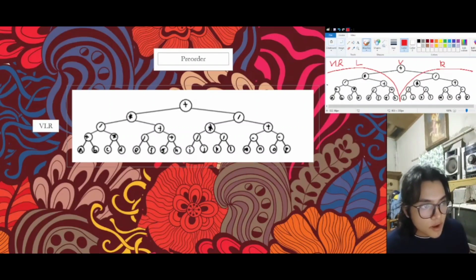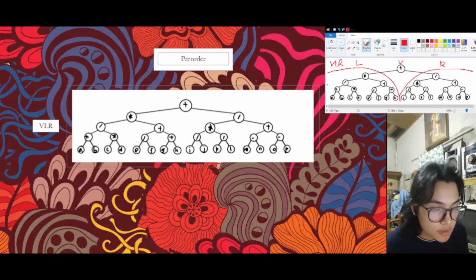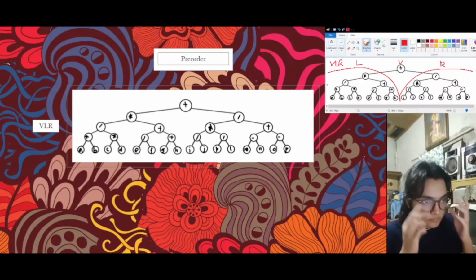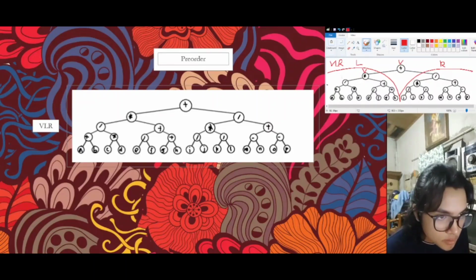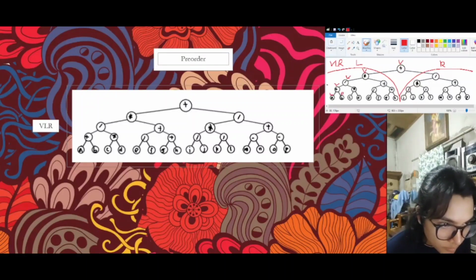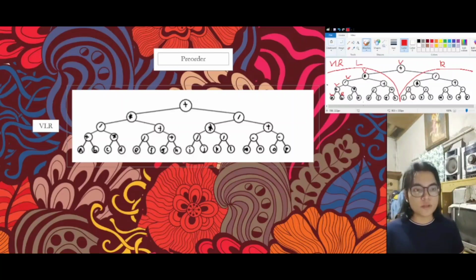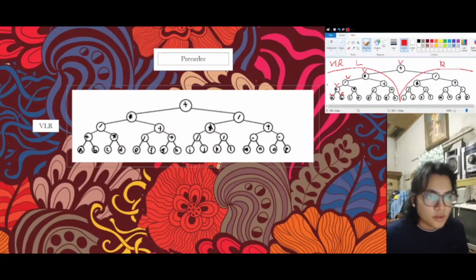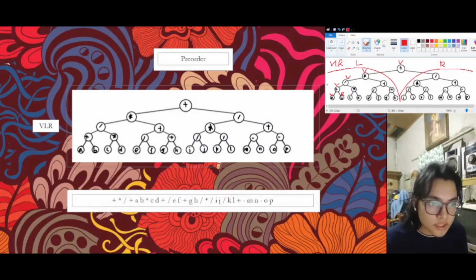So after the visiting, we are going to have the left. We're going to traverse the left subtrees and their parent nodes. So we're going to have this as our new V. This is going to be our new L. This is going to be our new V. This is L and R. So if we continue this, we're going to get this notation.